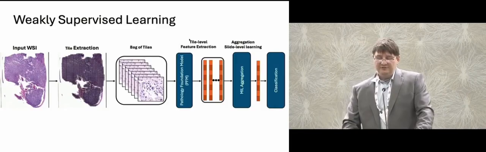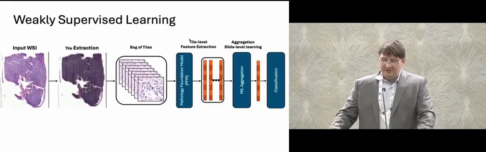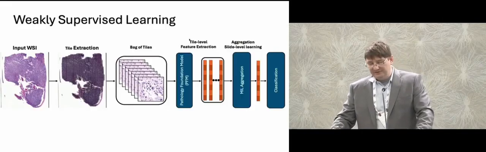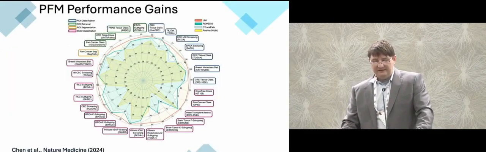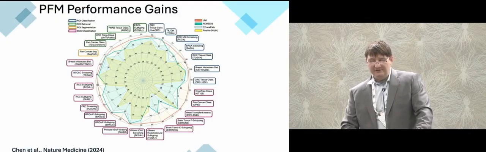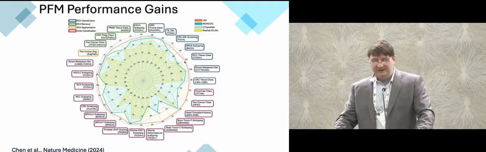So once you have extracted the tiles and have these feature vectors, there's often an aggregation level model. Often we use multiple instance learning. And what we've seen with foundation models is that, relative to, let's say, the green area, which is more of a traditional encoder, a foundation model often has quite a bit improved performance across many different tasks. These are slide level and patch level tasks. This is from the UNI paper in Nature Medicine.